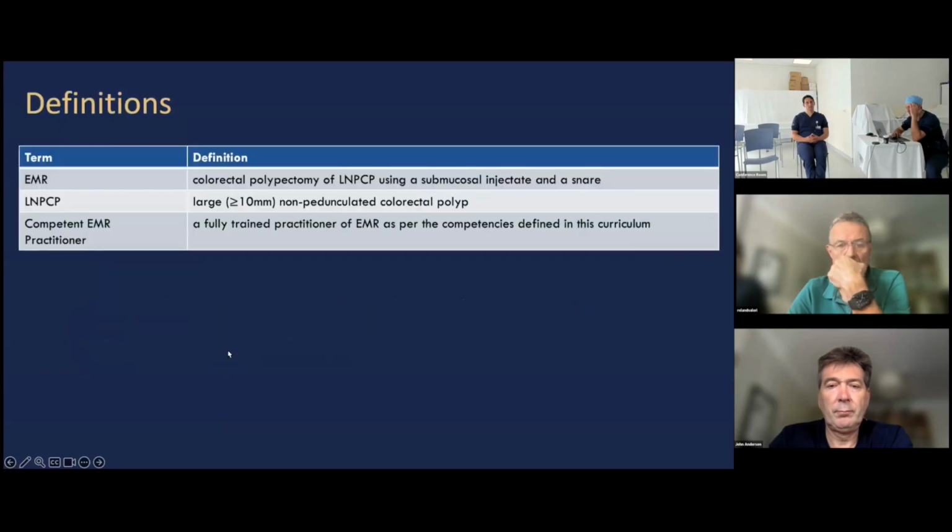So some terms just for this. Very controversially, this document describes an LNPCP, a large non-pedunculated colorectal polyp, as greater than 10 millimeters in size. The default is 20. It makes for me absolutely no difference, but you wouldn't believe how much reaction there is to this. It makes absolutely no difference for me if it's 10, 15, 20, 50, 100. The principles are exactly the same, but there has been a lot of reaction to this.